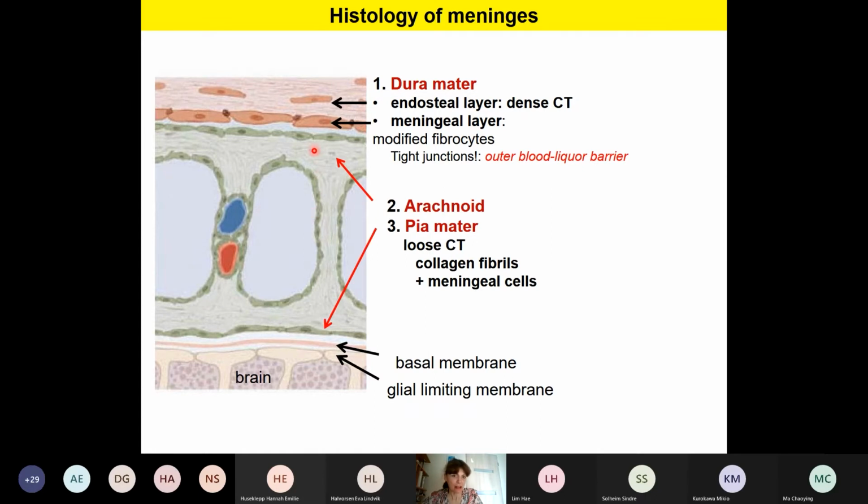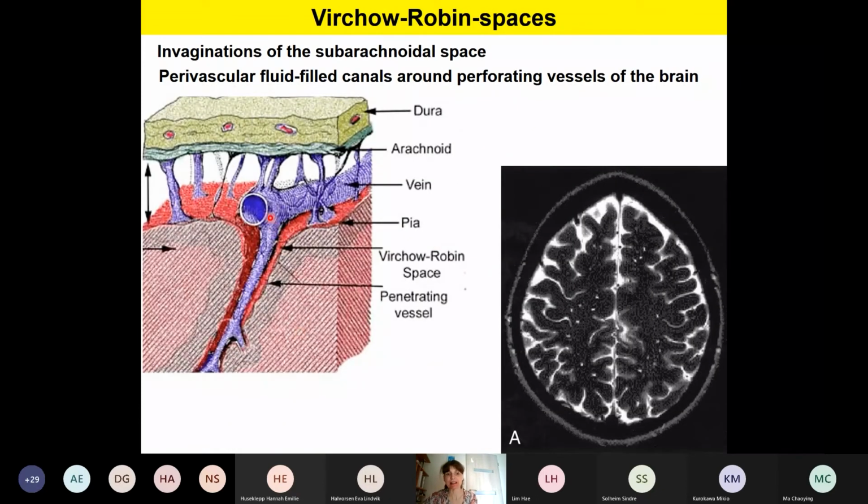And then in green, you can see the arachnoid and the pia mater and the connections, these arachnoid trabeculae as well. Both layers are composed of loose connective tissue made by collagen fibers. And here you can also see these meningeal cells, so these modified fibrocytes which then line the subarachnoidal space and also surround the subarachnoidal vessels. This subarachnoidal space continues actually in the form of small perivascular spaces inside of the brain.